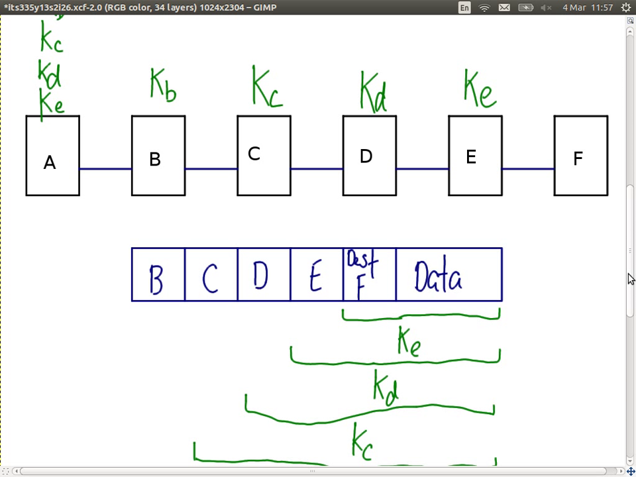No questions in the exam on TOR. Okay? There's no questions on that.